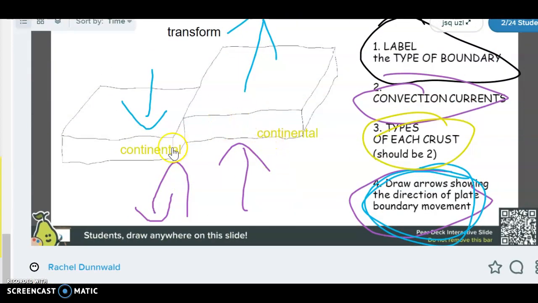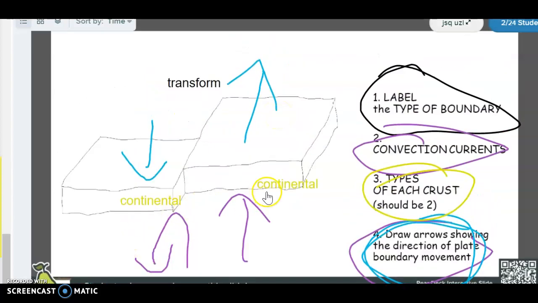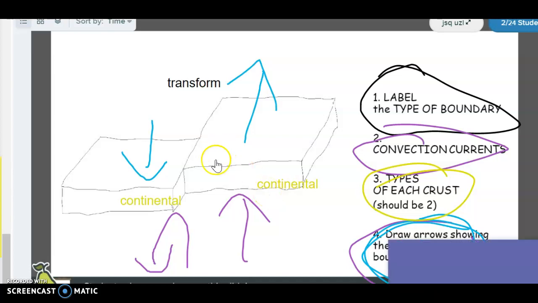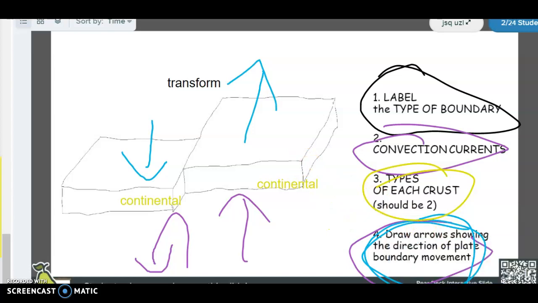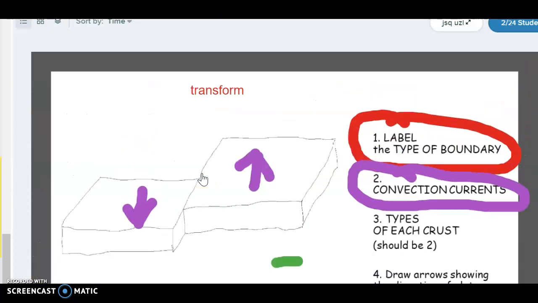This one's moving this direction. The plates match it with their motion. That's correctly done, continental, continental. This one could be oceanic to oceanic as long as they match because they are the same thickness. And you can see the only type of rock that would be created here would be metamorphic because of all this pressure at the fault line. So there would be metamorphic here.